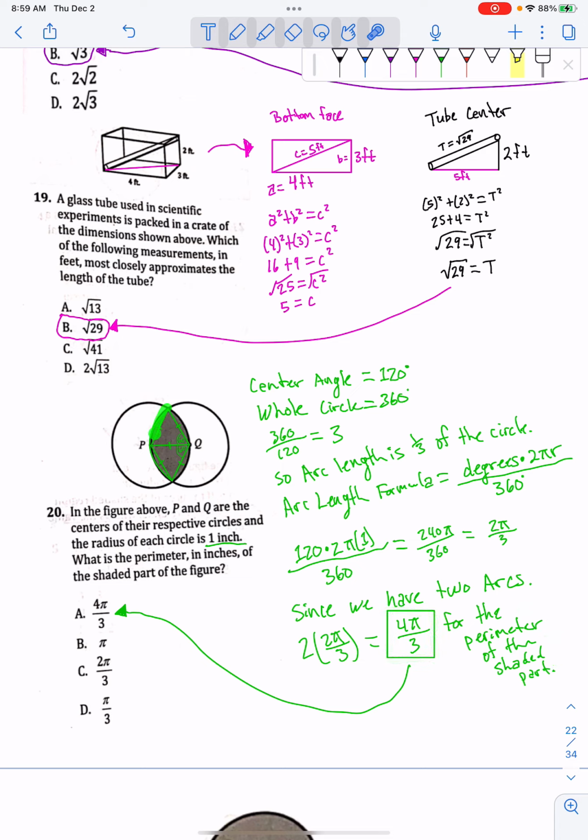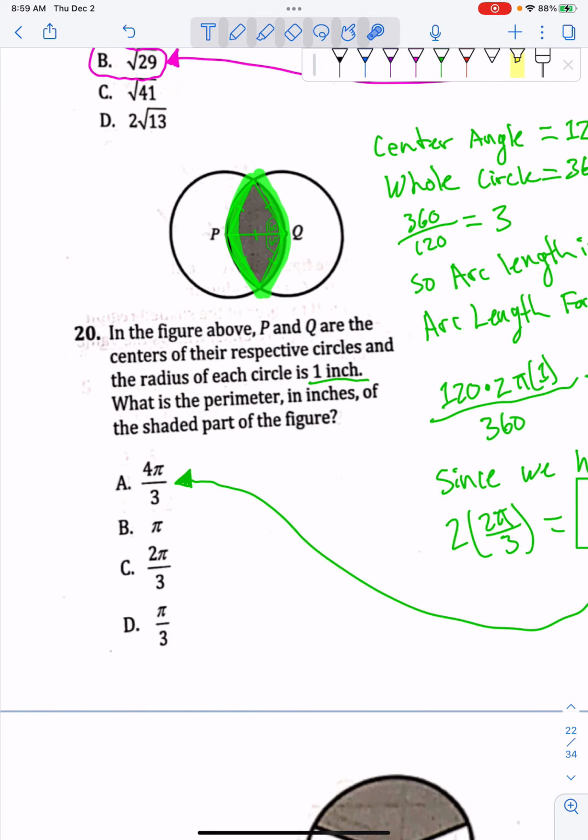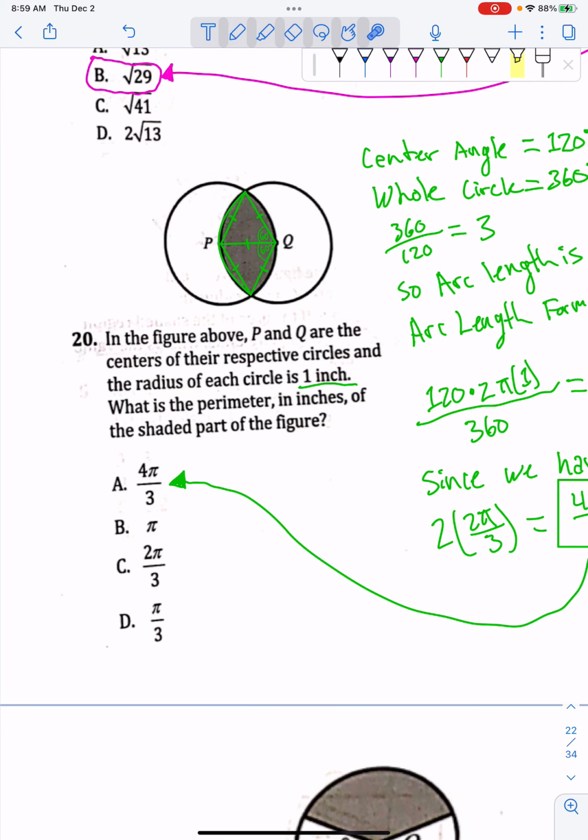So that is our answer for the perimeter, right? Again, pause it, rewatch it like 100 times. I know I have to watch it still because it is a lot to take in, and especially in a short amount of time. So that is how you do those.